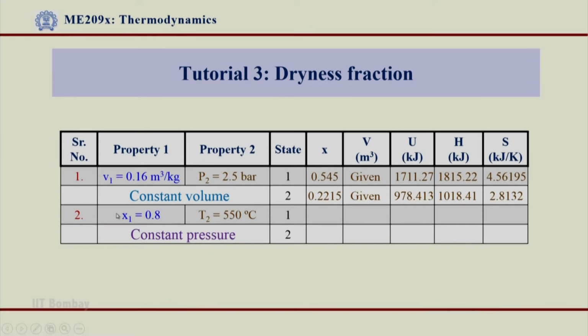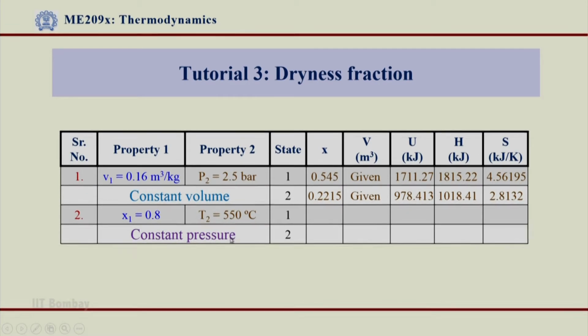So, again it tells us that it is a wet steam or a two phase region. The moment x is given and x is less than 1, we know that it is a two phase mixture. So, x1 is 0.8 and T2 is 550 degree centigrade. What we know is that this process from 1 to 2 is a constant pressure process. This is very important. This tells you that the pressure remains constant.